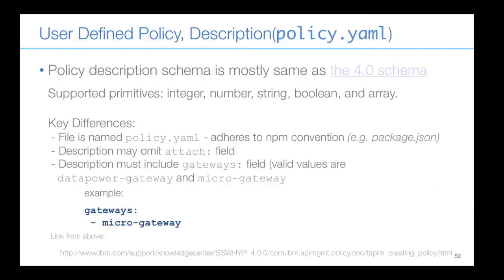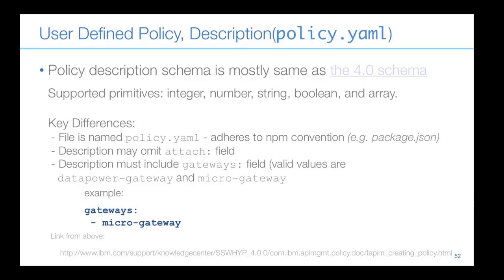So I just talked about the policy.yaml. Let me give you a little more deep dive on this. The policy.yaml is going to stick with the schema that's already been defined for the 4.x version of API Manager. I've got a link on this slide that takes you there. It shows you all the different types that are available, like integer, number, string, Boolean, array, and so we basically have the same support for that.